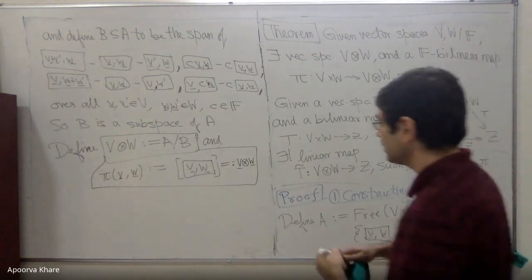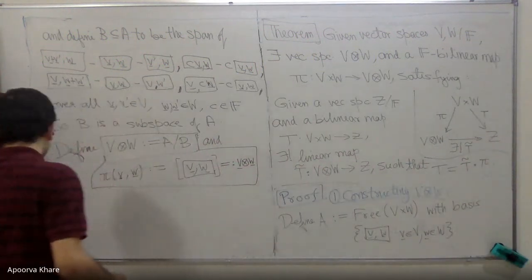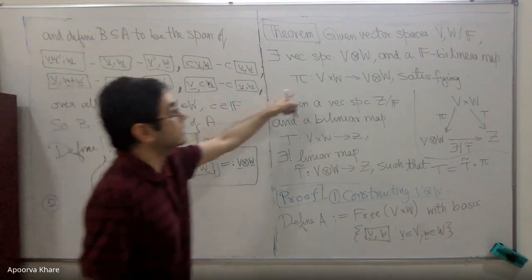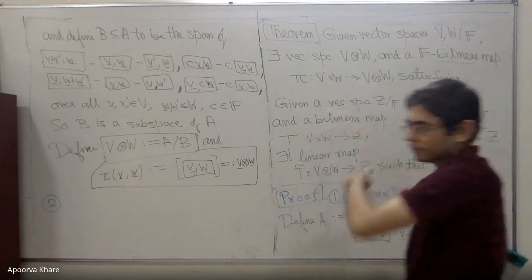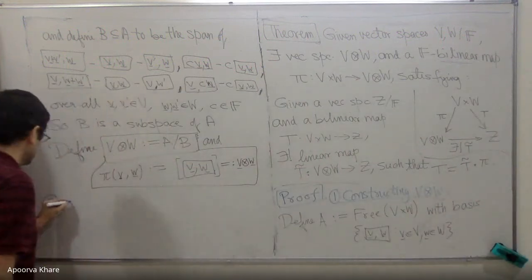Okay, fine. So now let's write down the proof. The first claim is step two: pi is bilinear. We have to say that this is a bilinear map. So there exists a vector space and a bilinear map, and then we show the property. So pi is bilinear.